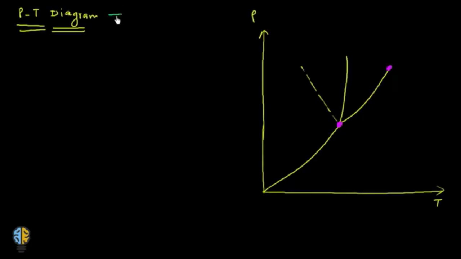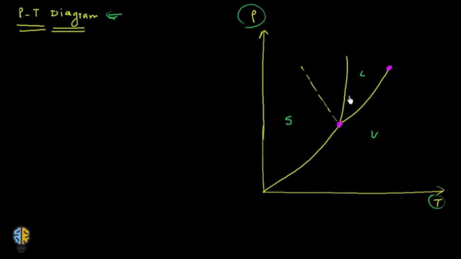Now let us look at the pressure temperature diagram. So this is the pressure axis and this is the temperature axis. Now this diagram is often called a phase diagram since all the three phases are separated from each other by three lines. So what are those three lines and where are those three phases? So this is the solid phase, okay. This is the vapor phase and this is the liquid phase.